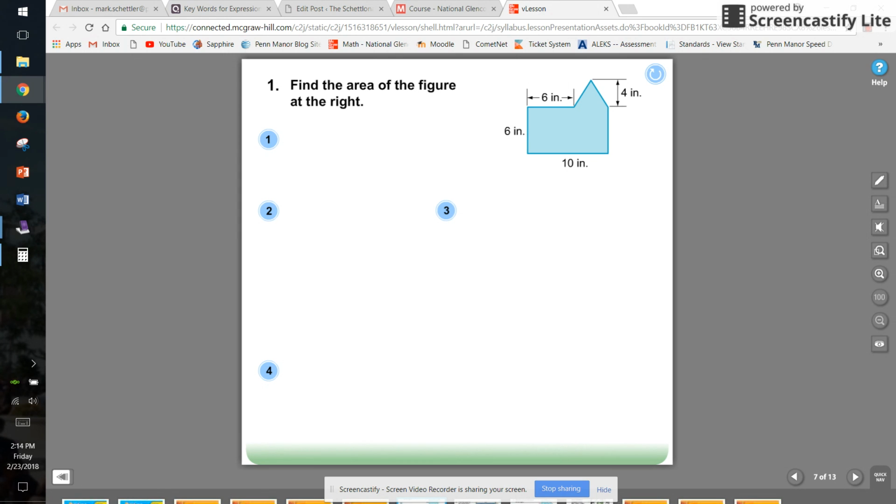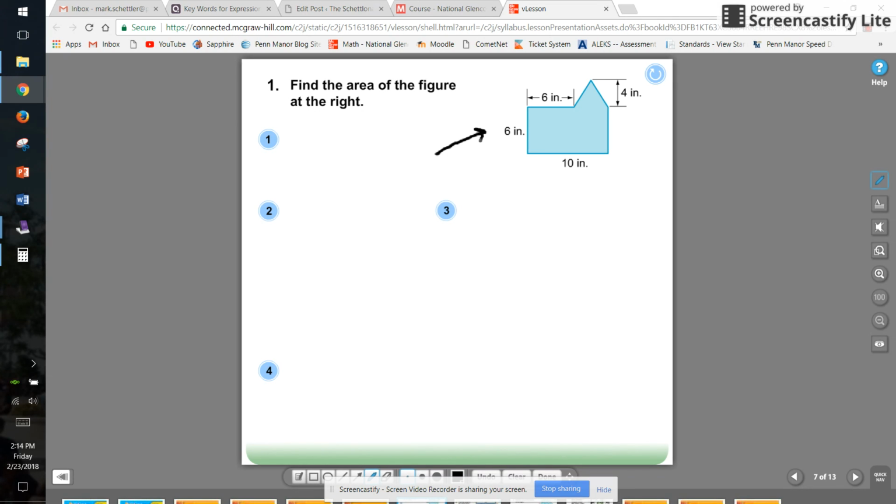I would love to talk to you today on our screencast about composite figures. Composite figures are shapes just like the one that's on the board right now. I look at it carefully and I see actually two shapes I really know. That's important because if I need to figure out the area of this shape, I'm going to need to use the formulas that we know.